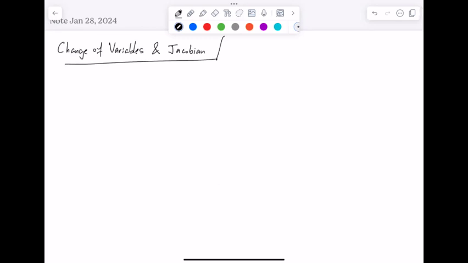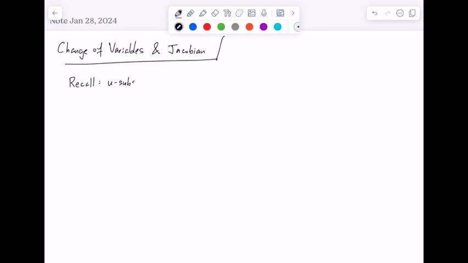In today's video, we're going to take a look at how to do change of variables and also something called the Jacobian in 2 dimensions and also briefly in 3 dimensions. Perhaps it's useful to recall the situation in one variable.